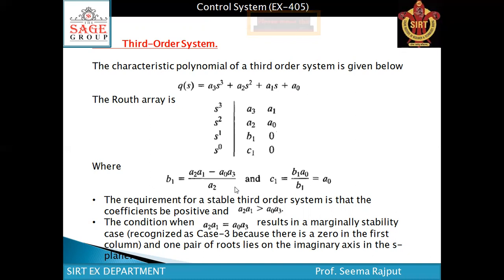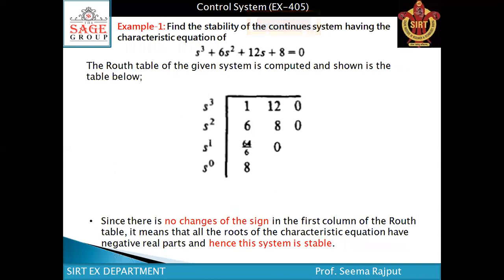After solving this table, the requirement for a stable third order system is that the coefficients be positive and a2 a1 greater than a0 a3. The condition when a2 a1 equals a0 a3 results in a marginal stability case, recognized as case 3, because there is a 0 in the first column. There is a 0 in the first column and one pair of roots lies on the imaginary axis in the S plane.